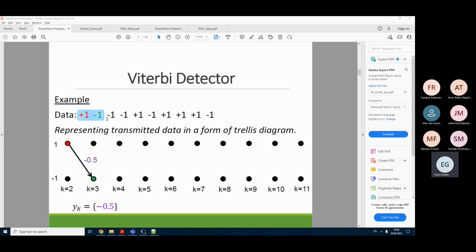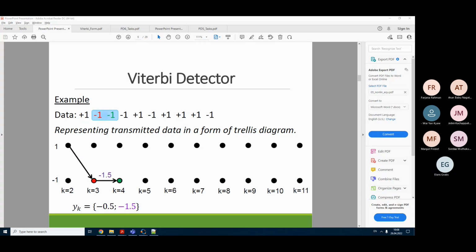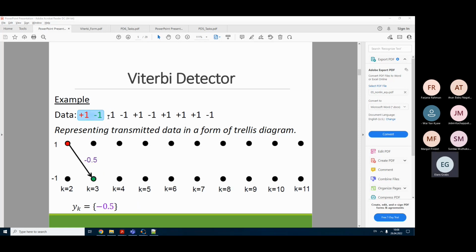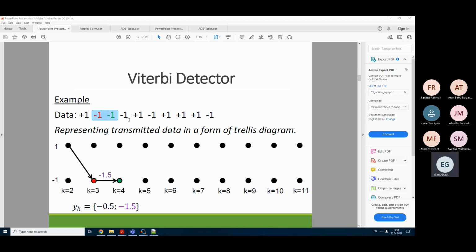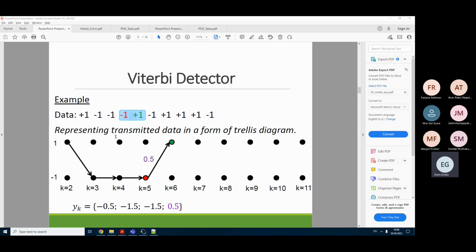Yes, so as we go to the next symbol, this -1 that has been previously here, the transmitted symbol, becomes the previous state for the next symbol, right? So now this -1 is the previous state, and the current transmitted symbol is also -1. So we go from -1 to -1, and during the process send a value of 1.5, the sign of minus. Yes. So similarly, we go through this step by step.